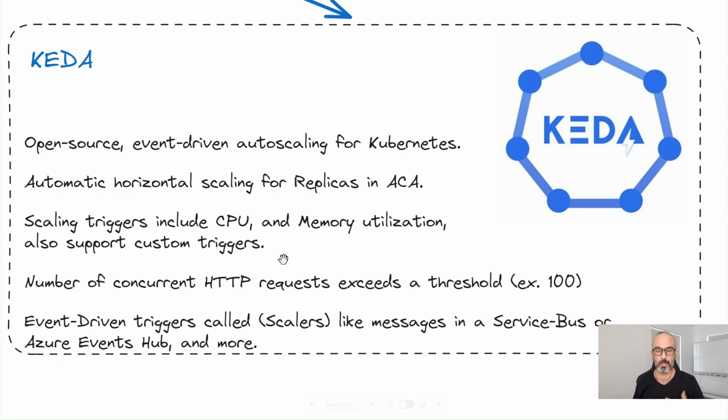Some of these triggers are, for example, if you've got messages in the Service Bus, as soon as you've got messages, that will trigger a scaling rule, or if you've got events in the Azure Event Hub, and more. So that was a brief introduction to Azure Container Apps.